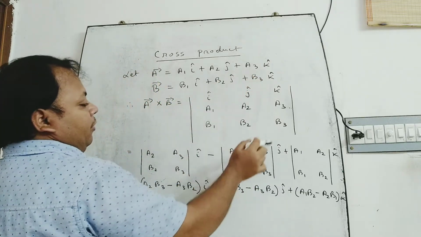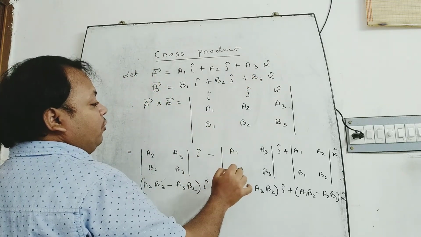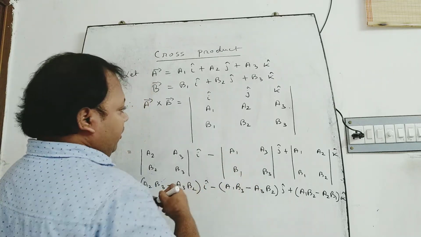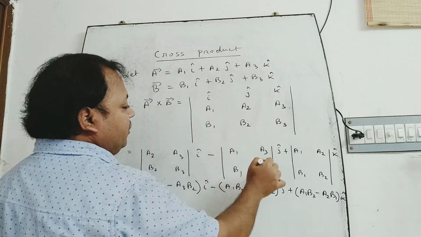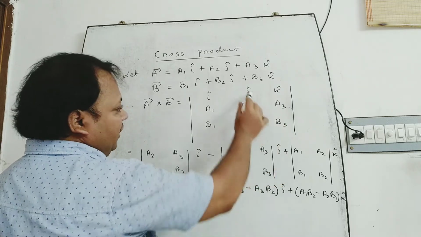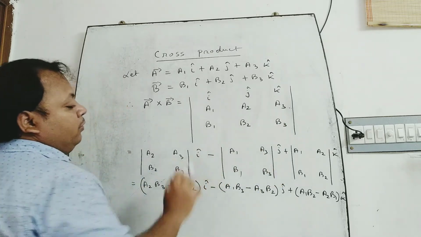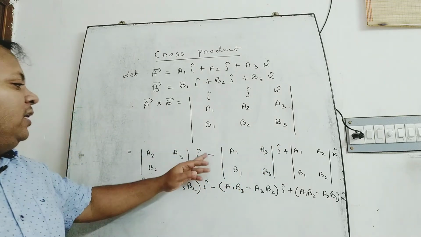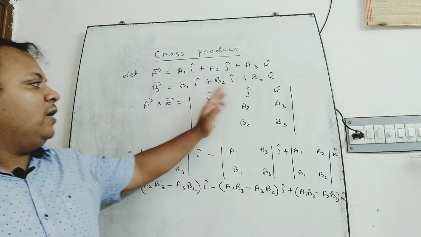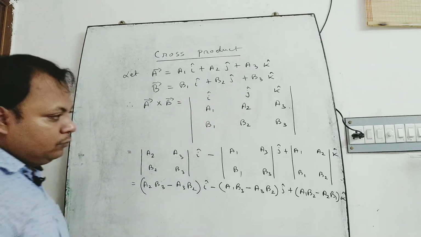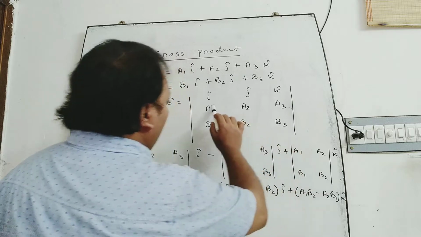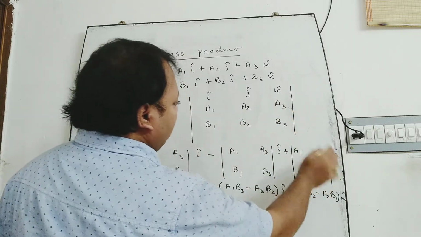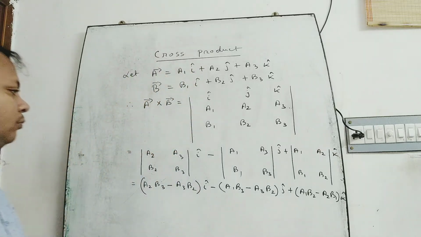And the determinant of a1, a3, b1, b3 is the cofactor of j cap. We can write the signs as plus, minus, plus. The minus sign is introduced due to the negative cofactor. And the determinant of a1, a2, b1, b2 is the cofactor of k cap.